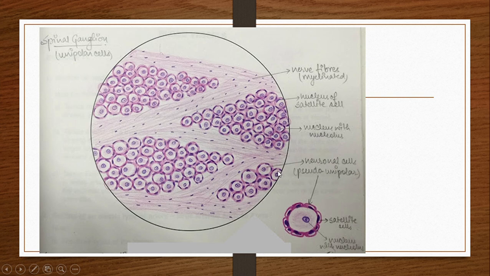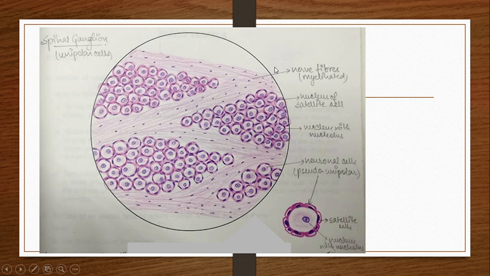Unipolar or pseudo-unipolar neuronal cells can be seen, either with a single process or without a process. The nucleus with the nucleolus can be seen at the center. The cell bodies are covered by satellite cells, which can be seen in relation with it. This blue dot represents the nuclei of satellite cells.